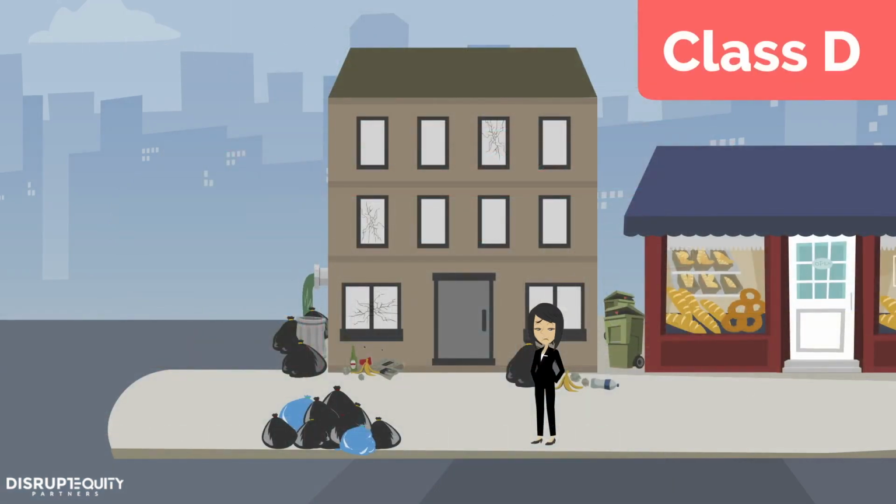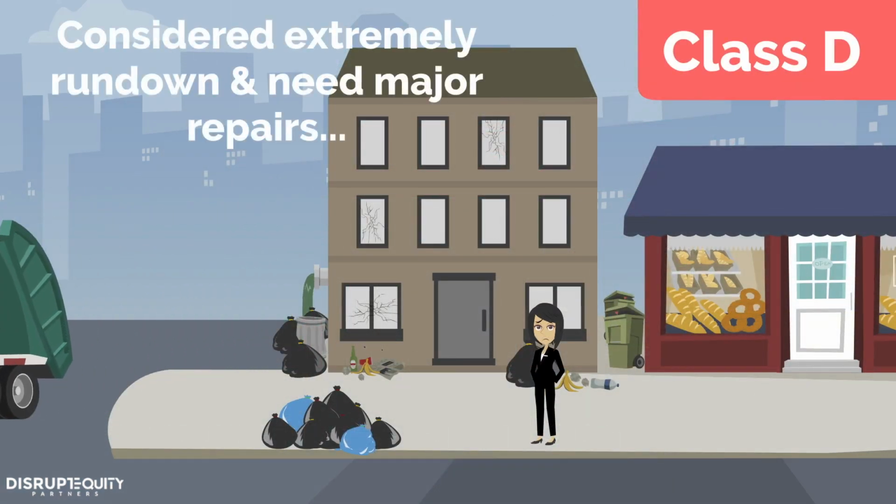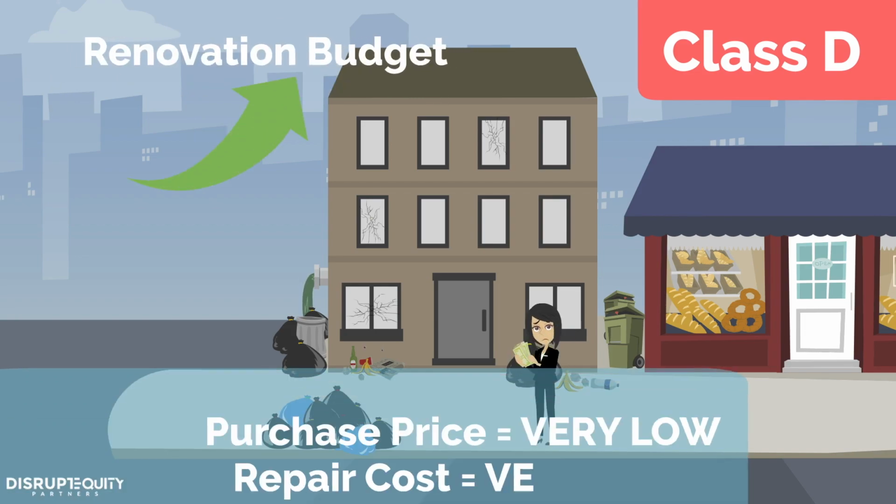Lastly, Class D complexes are considered extremely run down and need major repairs. There is a low purchase price, but costs to repair Class Ds will be much higher.